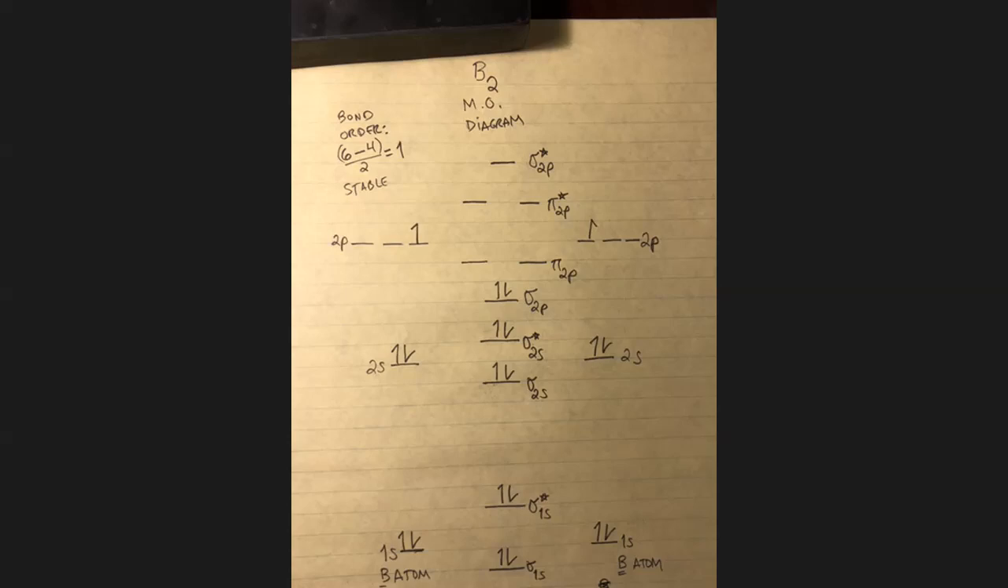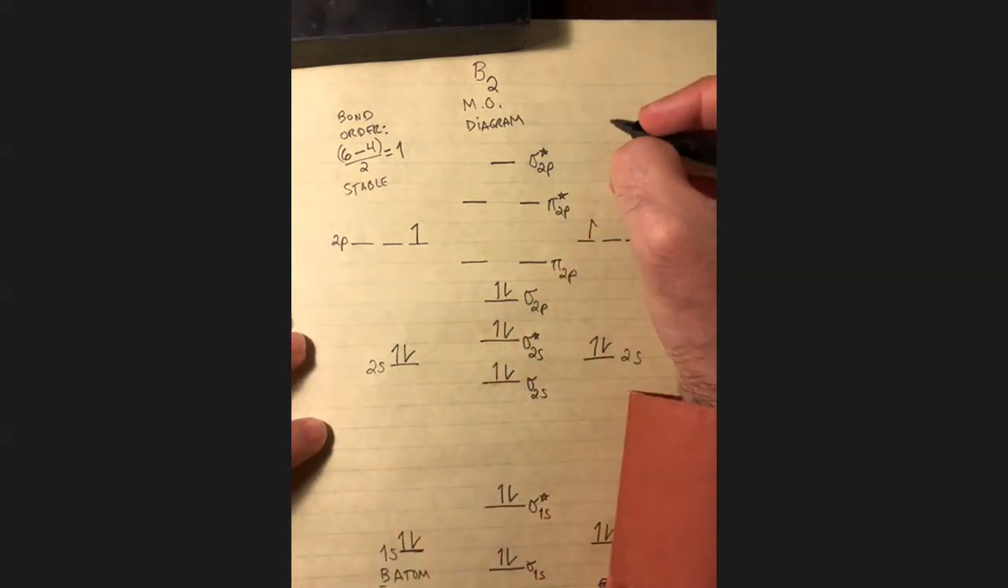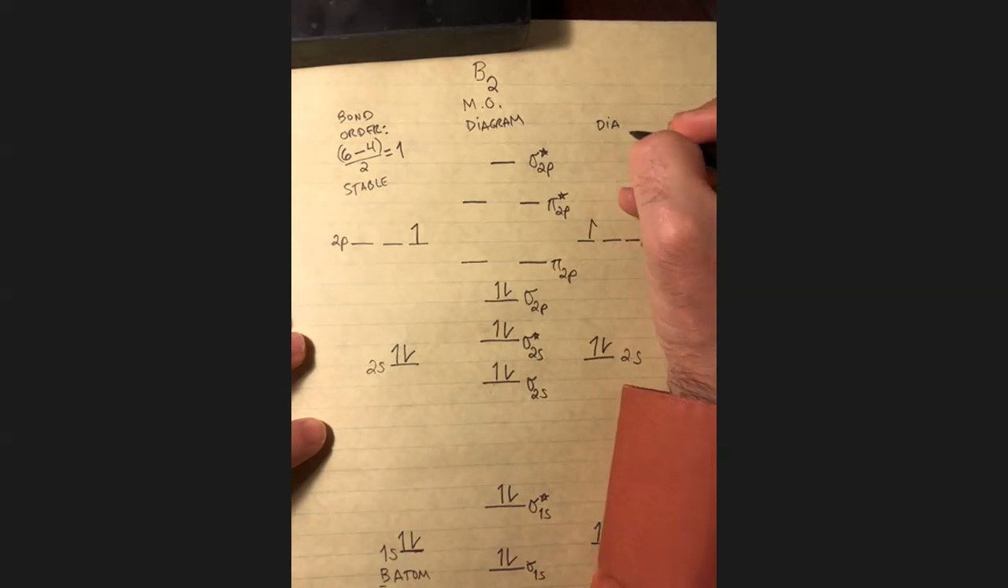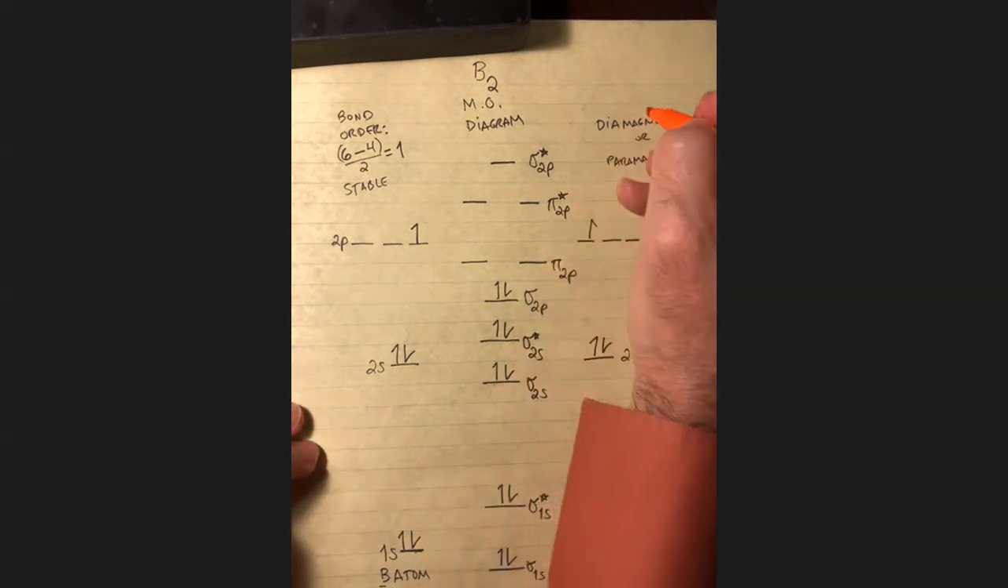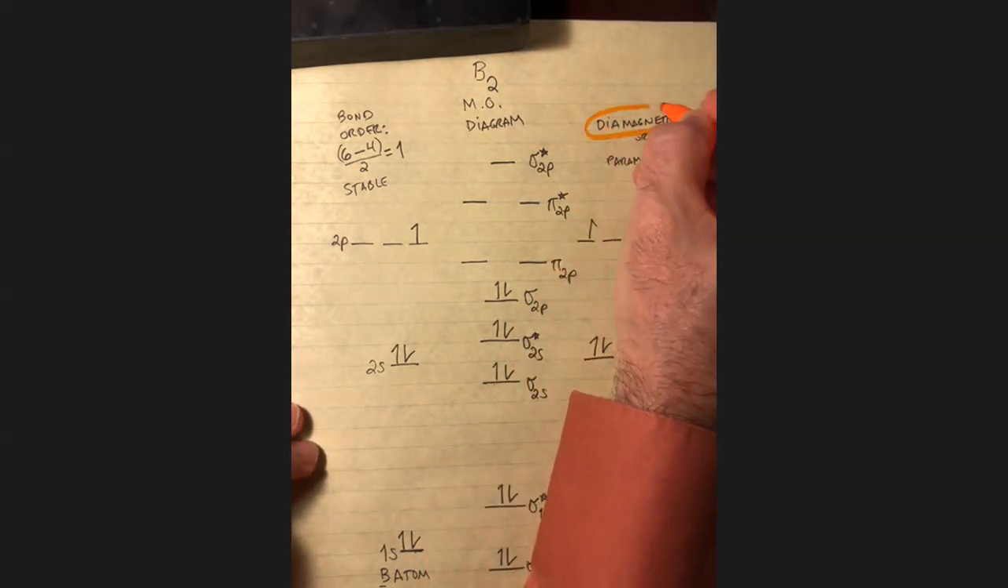Now, we're going to ask ourselves, is it diamagnetic or paramagnetic? Remember, the idea here is, are all the electrons paired up in their spin numbers, or are there any unpaired ones? And you can see here that according to this model, diatomic boron should be diamagnetic. It should not have a net magnetic field.